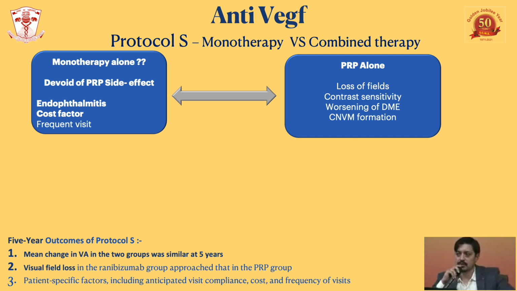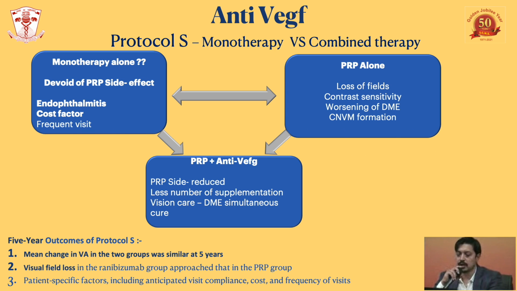So if the visual field loss was equivalent after 5 years, why do we need to put the patient under such a cost impaction, at the same time giving so many injections? So what is the way out? The way out is combining both. Combine PRP with anti-VEGF. Use anti-VEGF judiciously where needed. And yes, PRP is still the way out.